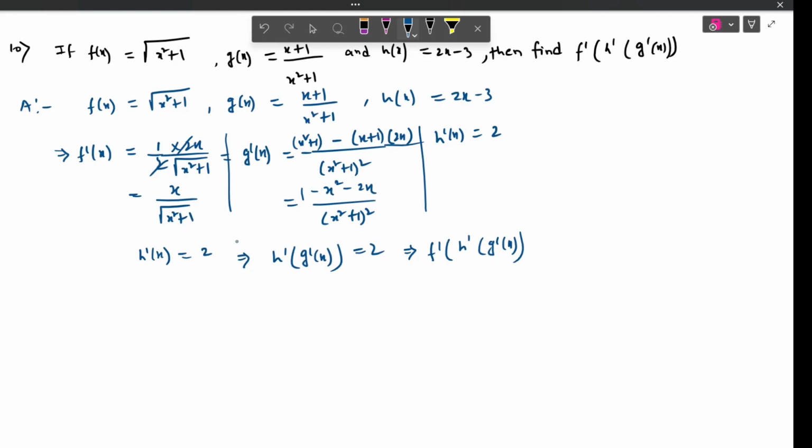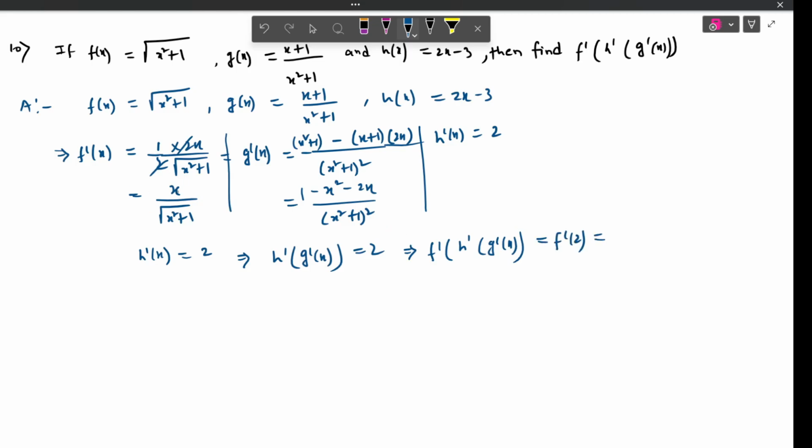Right. Now we have to put h dash of g dash of x. What is h dash of g dash of x? This is 2. So in place of x, we have to put 2 here. So this simply means f dash 2. We have to find out f dash 2.